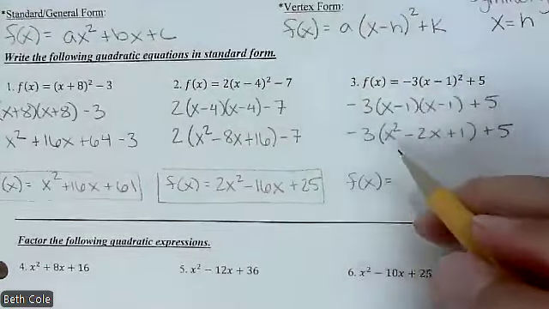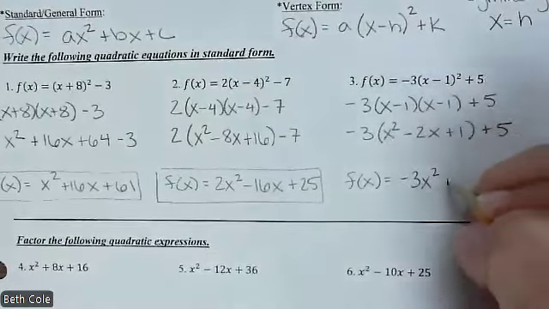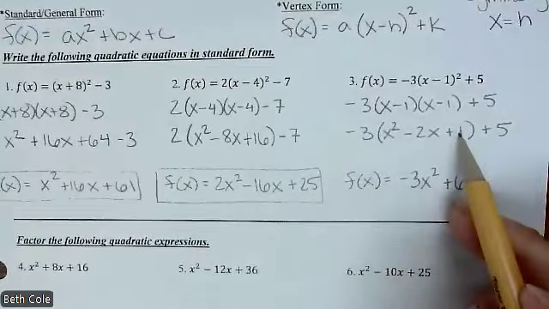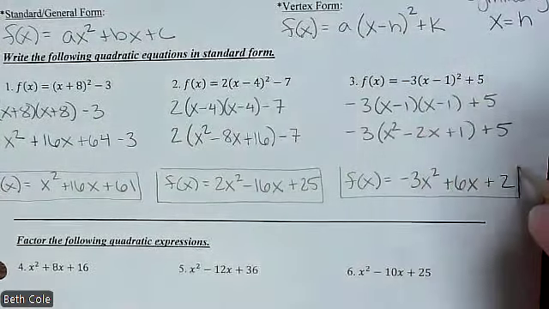I am getting negative 3x squared plus 6x. Now this would be minus 3 plus 5, so plus 2. All right, question, go ahead.